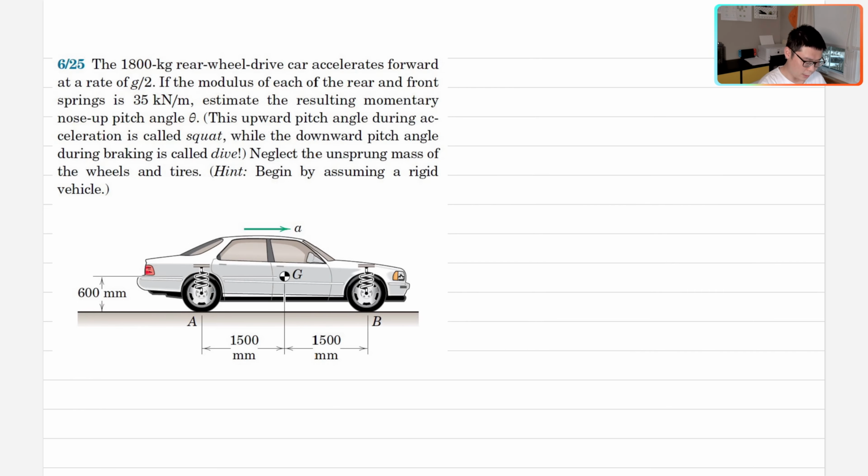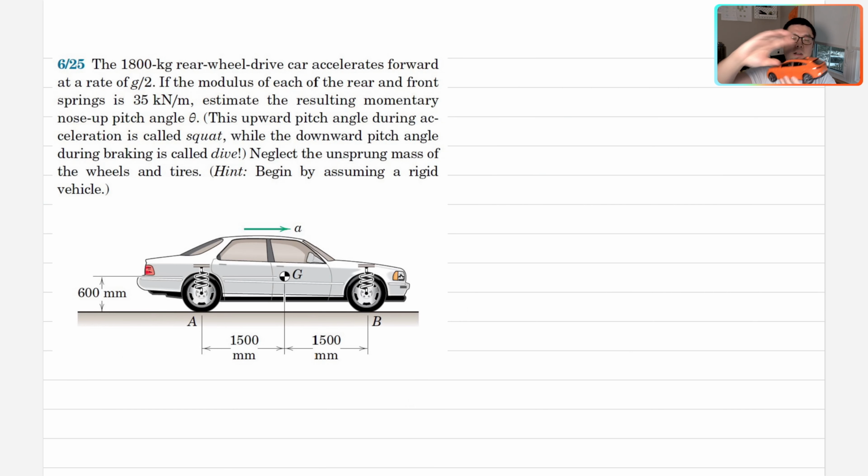Okay, and we'll begin by assuming a rigid body vehicle here. So we're no longer looking at a car as a point. In this case, we'll have to look at one component at each time. Now think about it. You want to find the angle here, and where does the angle come from?